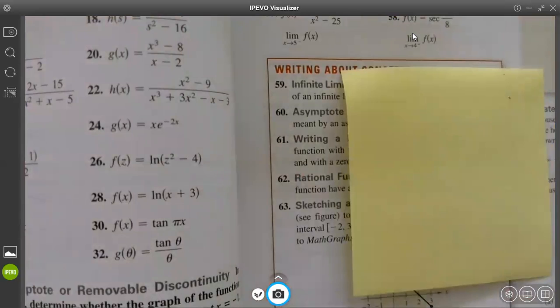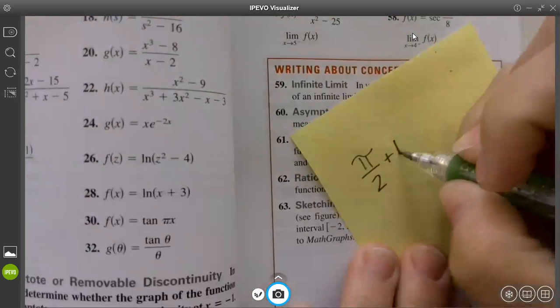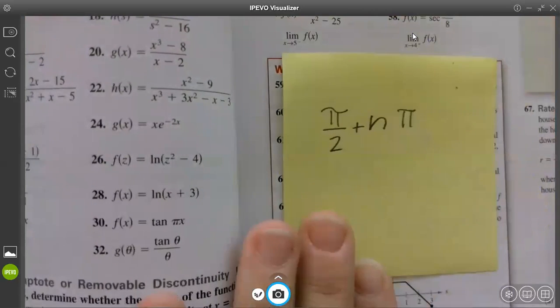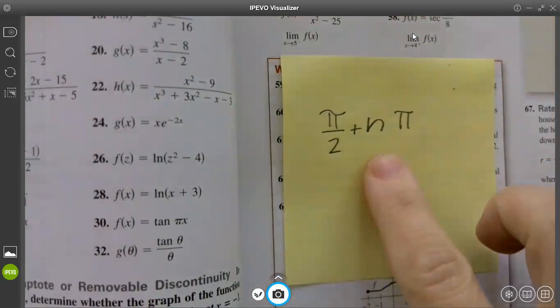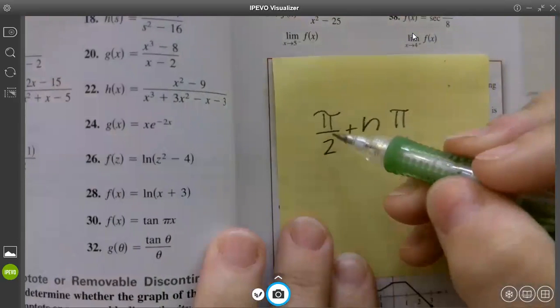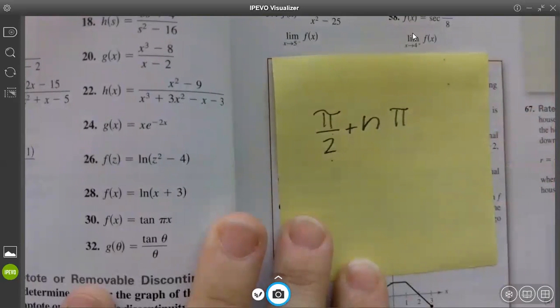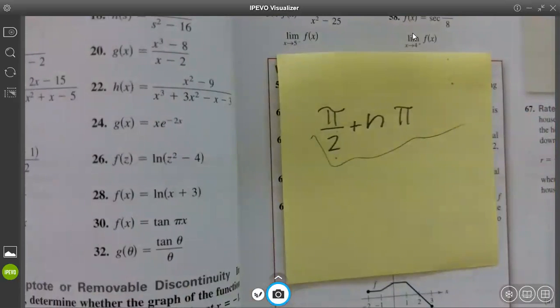I'm trying not to use all my sticky notes. Pi over 2 plus n pi. Now, what if on the test you just write pi? Then you only gave me one. There's multiple. So this gets the multiple. So this would be pi over 2. And then if you add 1, that would be 3 pi over 2. You see what I'm saying? So this is what's complicated. If you're getting that it's pi over 2, you just have to figure out how to get the rest of them. All right. Are y'all done?